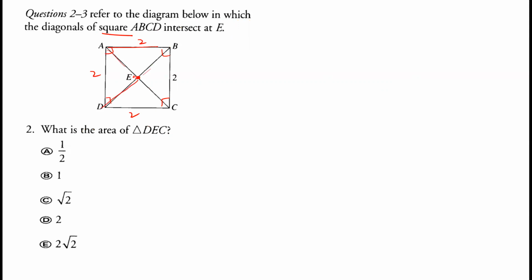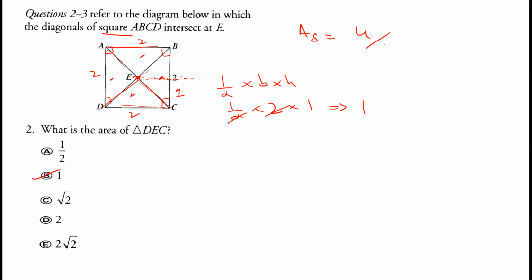So this is your D, E, and C. It's a triangle, so half into base into height. Half into base is 2, and if this is your midpoint, then if this length is 2, this length would be 1. So if you cancel this out, you get 1. So B is the right answer. You can also do it this way: the total area of the square would be 4, that is 2 into 2, and each triangle would be equal in size, so divided by 4 is equal to 1 as well.